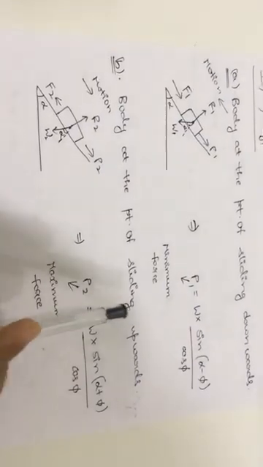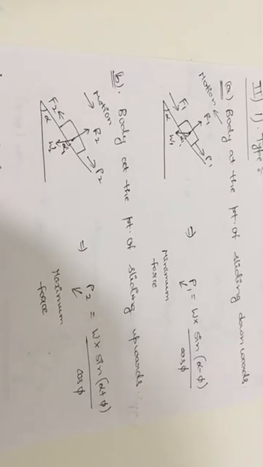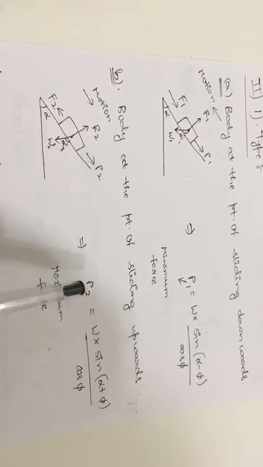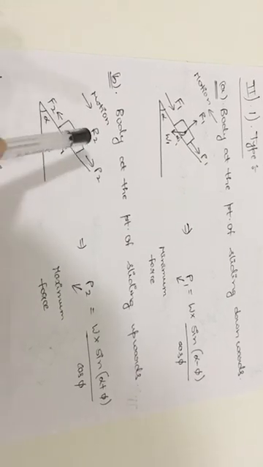Now at the point of sliding in the upward direction, motion is in the upward direction. Then the frictional resistance force will act in the downward direction. So for this diagram, if you again apply the equilibrium conditions, sigma H and sigma V equal to 0, you will get this formula for the P2 value. So P2 is nothing but the maximum force which will keep this body in the equilibrium condition at the point of sliding in the upward direction.